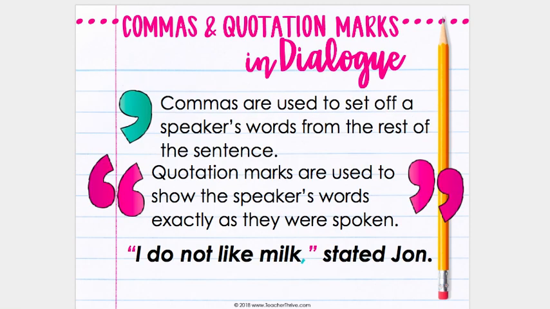Commas are used to set off a speaker's words from the rest of the sentence. Quotation marks are used to show the speaker's words exactly as they were spoken. Below in bold you see an example. "I do not like milk," stated John. So in pink you can see the quotation marks around what John stated, and you can see the comma inside of the quotation marks at the end of what John said.